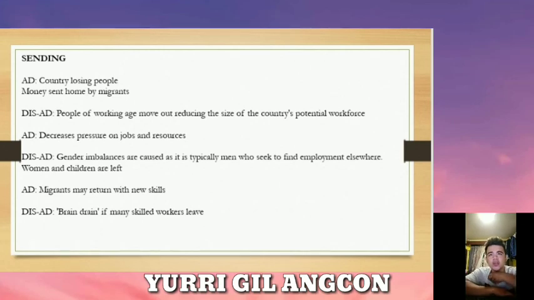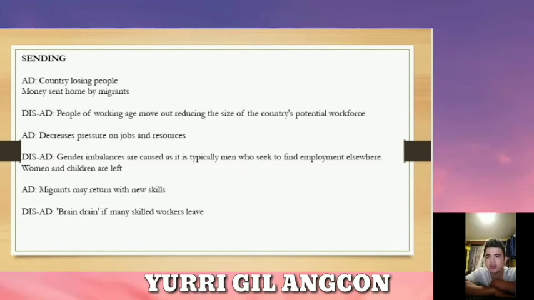So, migration can bring advantages and disadvantages, for the country which is losing people and also for the host country. Advantages for the country losing people: money sent home by migrants. Disadvantages: people of working age move out, reducing the size of the country's potential workforce. Advantages: decreases pressure on jobs and resources. Disadvantages: gender imbalances are caused. It is typically men who seek employment elsewhere. Women and children are left.